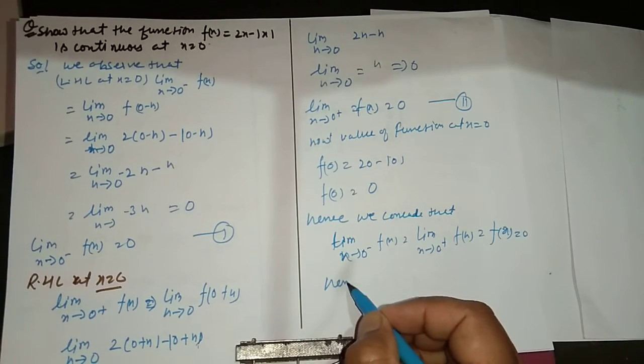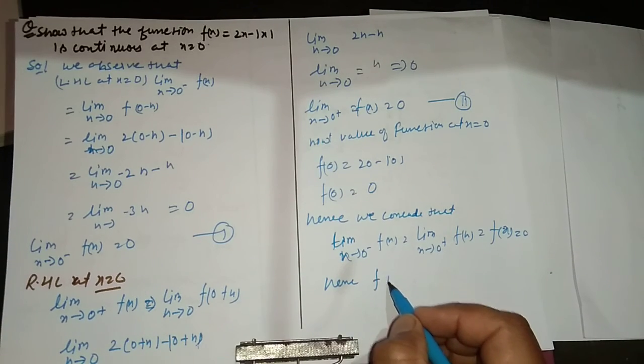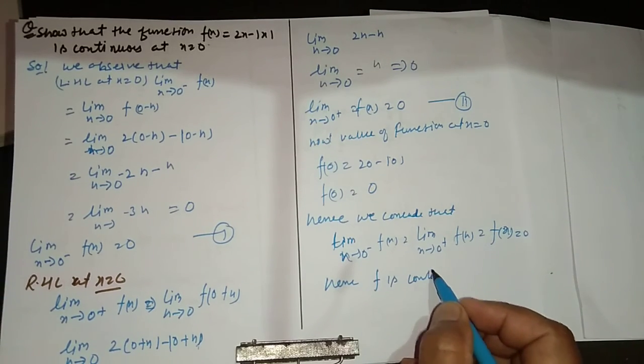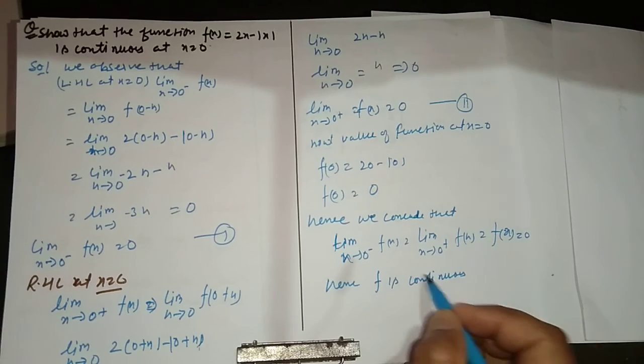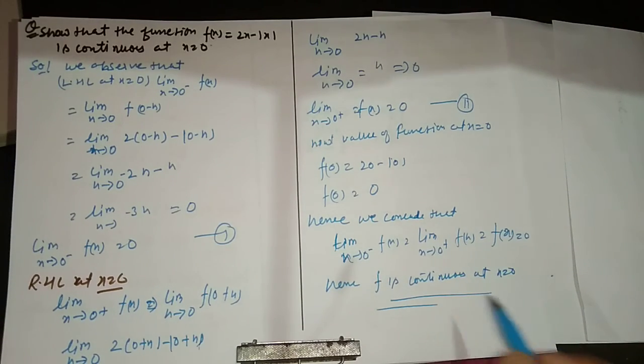Hence function f is continuous at x is equal to 0. Clear? Now in my next video we will discuss the third type of function.